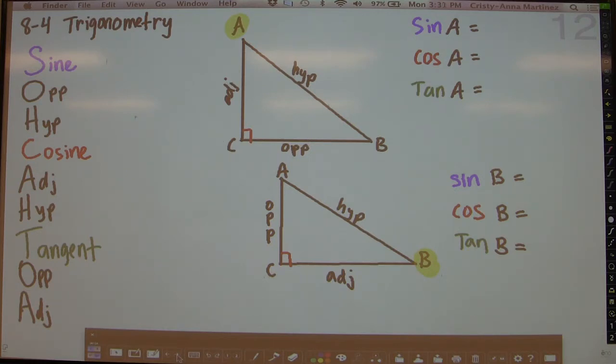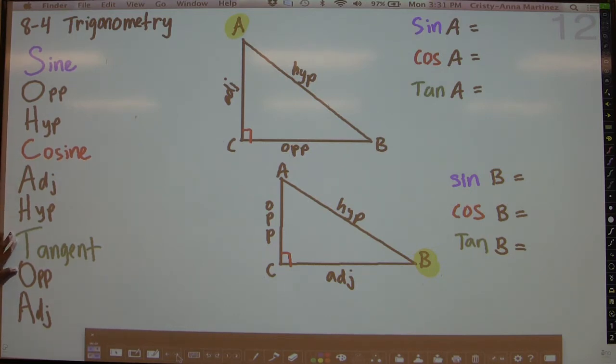I want to remind you that by the angle-angle similarity postulate that we had earlier in the year, a right triangle that has a given acute angle measure is going to be similar to every other right triangle with the same acute angle measure. So basically, trig ratios are constant for any given angle measure. Based on that, we have these three ratios: the sine ratio, the cosine ratio, and the tangent ratio.